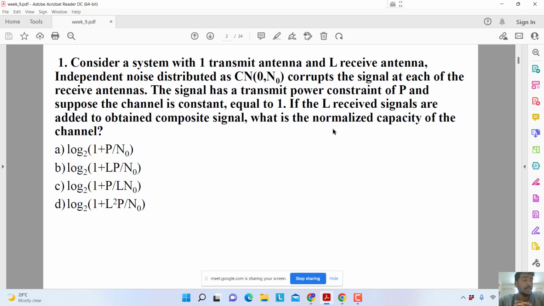In this question, we have to calculate the normalized capacity. We have the L received signals. So please try this. We have one transmit antenna and L receive antennas, so we have to calculate the normalized capacity.